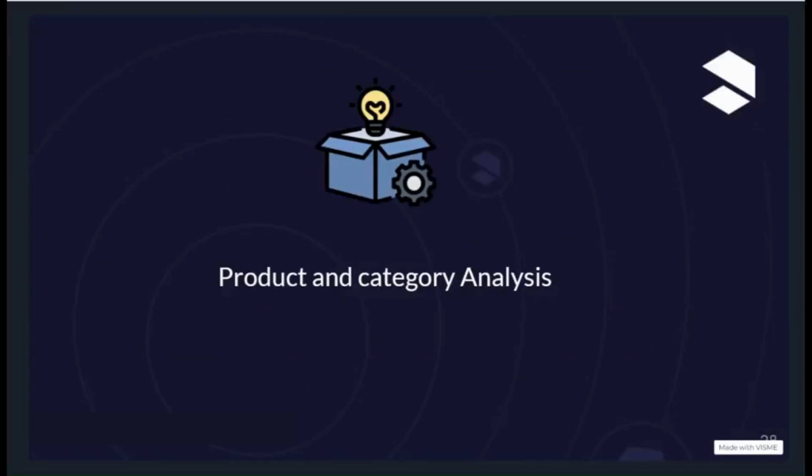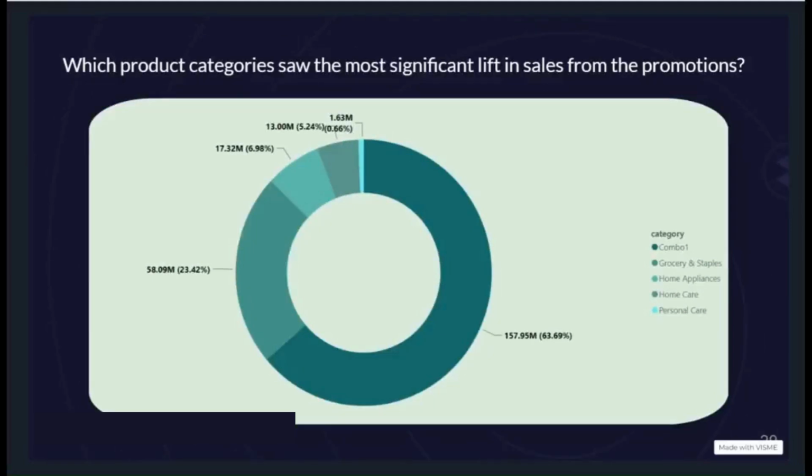So now our third analysis is product and category analysis. Here you can see the first question: which product categories saw the most significant lift in sales from the promotion? In this report you can see the output that Combo 1 is the most profitable category, and then Grocery and Staples, and then so on.